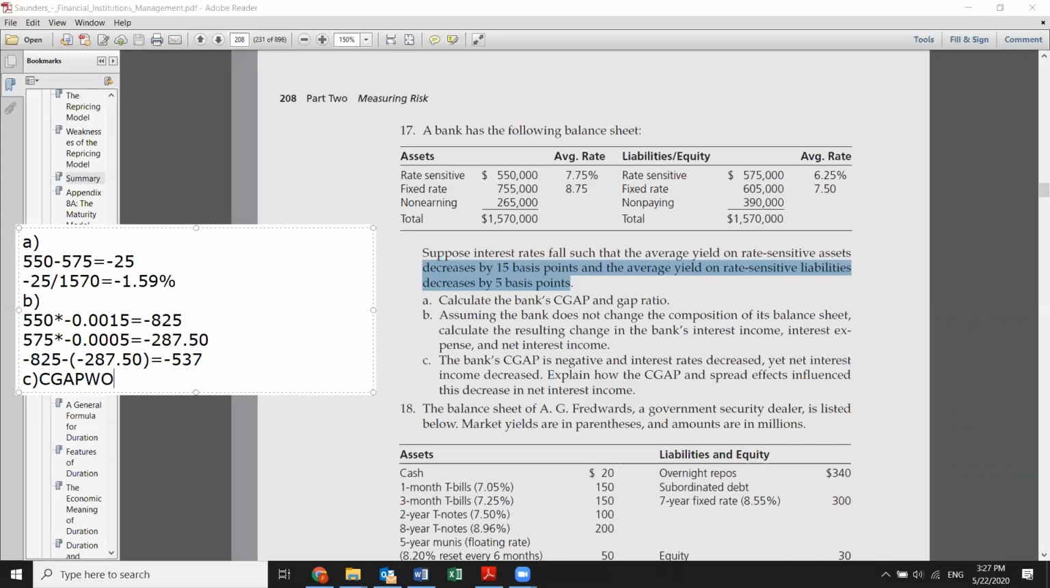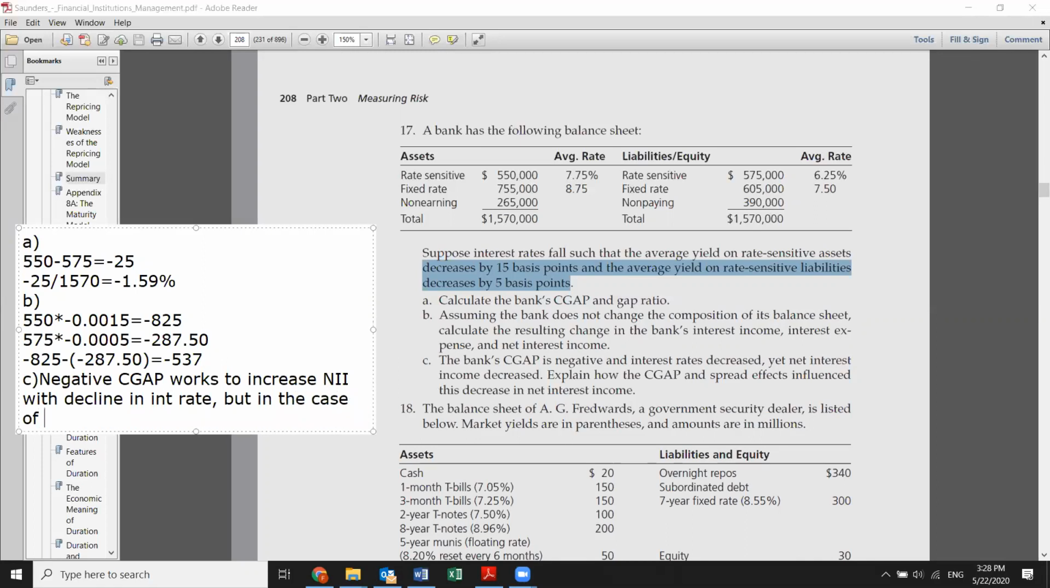works, let me put it more clearly. Negative cumulative gap works to increase net interest income with a decline in interest rate, but in the case of the spread effect, it works to reduce net interest income.